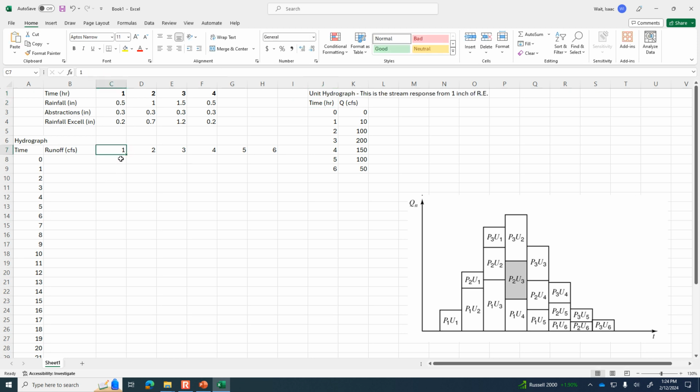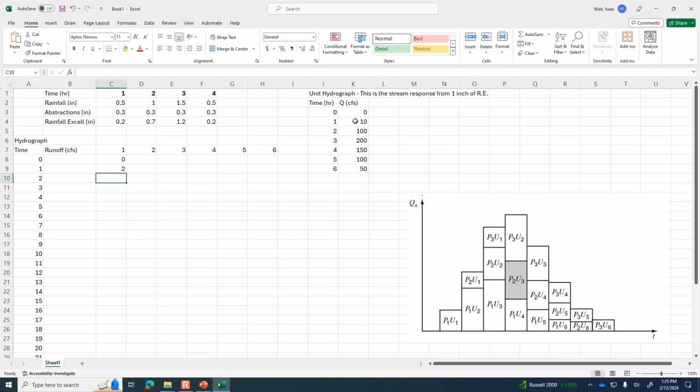Okay, the first hour we didn't have a full inch. So it's going to be 0 runoff at time 0. What is going to be the flow rate that we see at time 1? If it's 0.2 inches of rainfall excess that happens during this first hour, it's going to be equals this amount of rainfall excess. And I'm anchoring the reference here by pressing the F4 button. And then I'm going to multiply it by here.